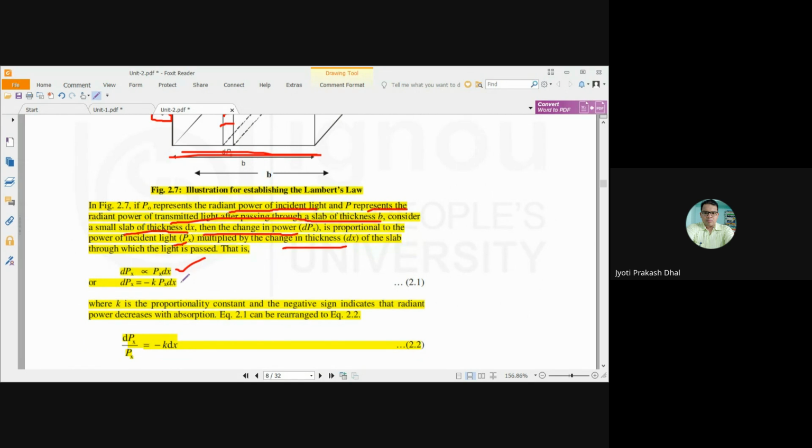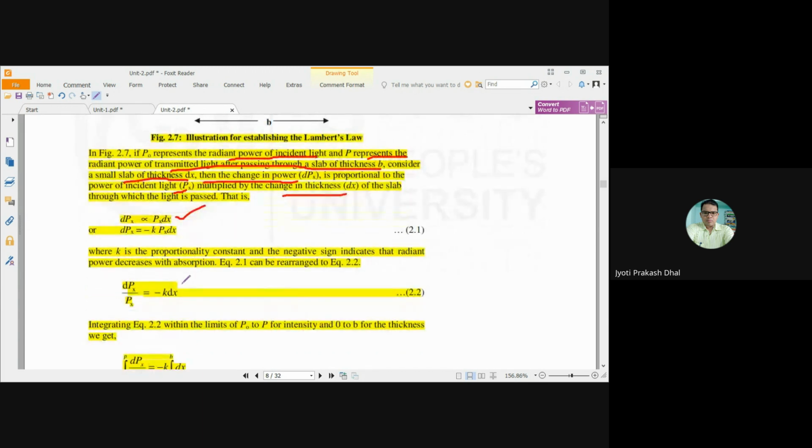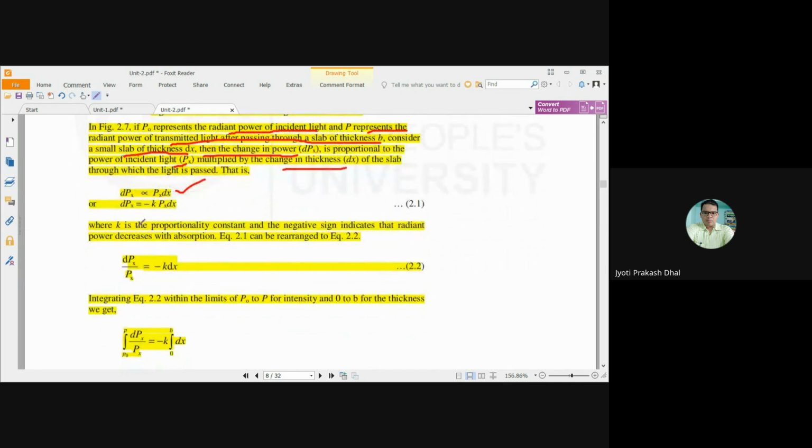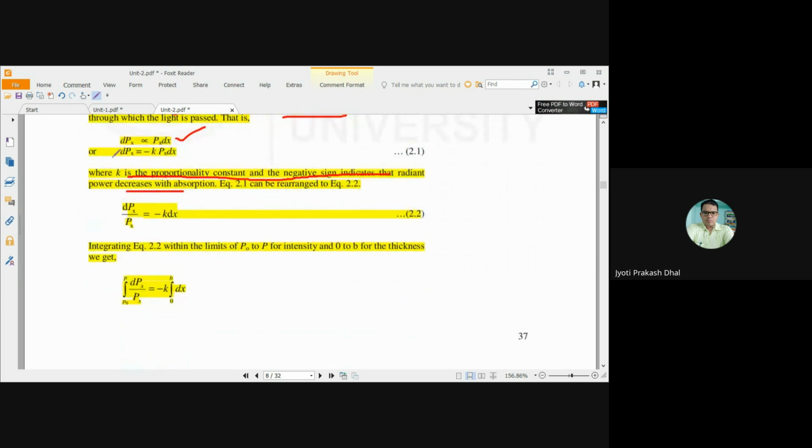So why is the minus sign there? Because as the thickness increases, the intensity of the transmitted light will decrease. So that's why there is a negative sign, where k is the proportionality constant, and the negative sign indicates that the radiant power or the intensity decreases. And from this equation we can write dPx by Px equals minus k dx.